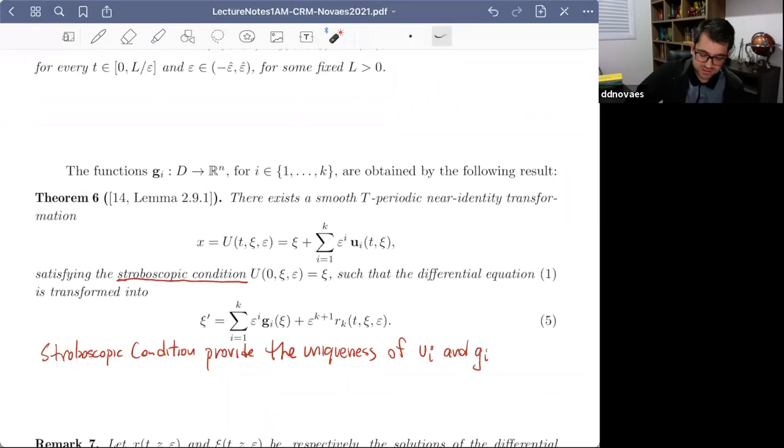In order to have this conjugation, we do not need to assume the stroboscopic condition. But if you do not assume the stroboscopic condition, we do not have uniqueness of the functions g_i. You have several possible choices for doing this conjugation. If we assume the stroboscopic condition, or there are a lot of other conditions that imply the uniqueness of these functions, then it is completely well defined.